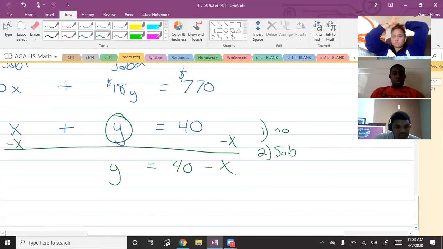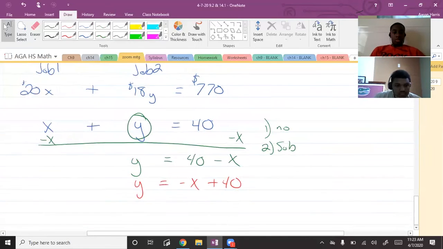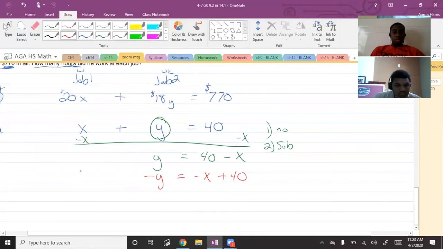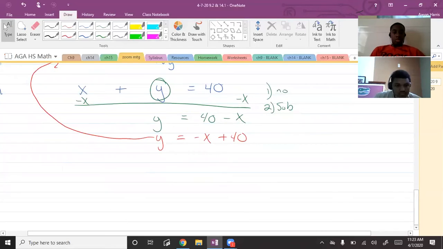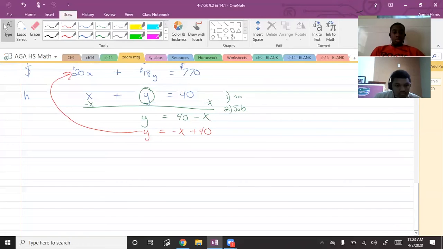Y is all alone. Now, I am going to convert this real quick because of the commutative property, I'm able to say negative x plus 40 because that is slope-intercept form strict, correct? What am I going to do with this y? I need to substitute it into this first equation, okay? So with that being said, I am going to do this. 20x plus 18. And instead of writing y, I'm going to write what y is equal to.